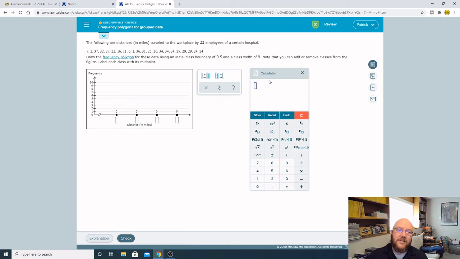All right. And so this one, frequency polygon for this data using an initial class boundary of 0.5 and a class width of 9. So this one gives us our initial class boundary and it gives us the width. It doesn't give us the number of classes.